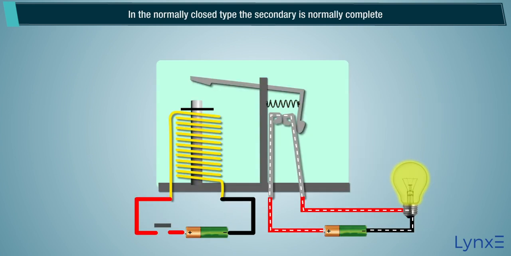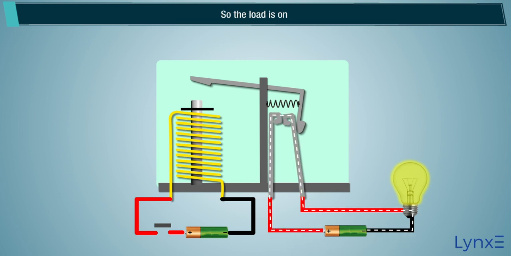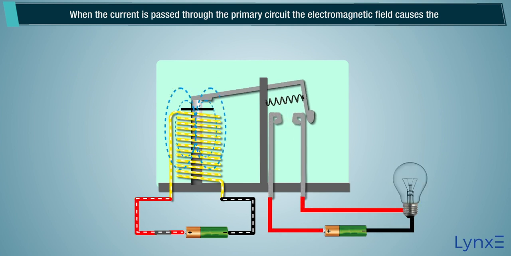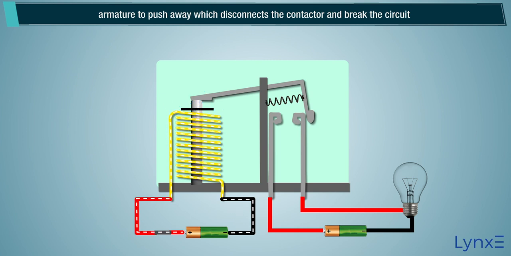In the normally closed type, the secondary circuit is normally complete, so the load is on. When current is passed through the primary circuit, the electromagnetic field causes the armature to push away, which disconnects the contactor and breaks the circuit. This cuts the supply of electricity to the load.